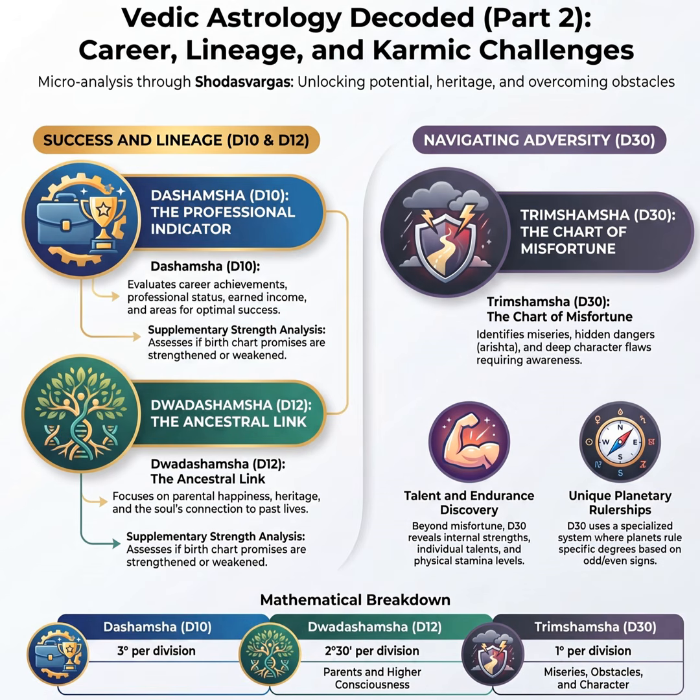It really does. And finally, once we've looked at our career and our roots, we are going to brave the deep, dark waters of the D30, the Trimshamsha. This is the shadow chart. It maps our miseries, our dangers, and our underlying character flaws.